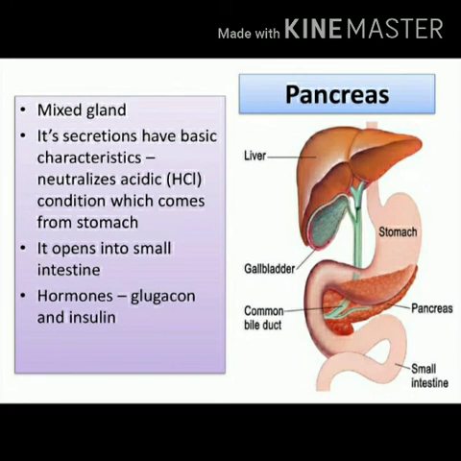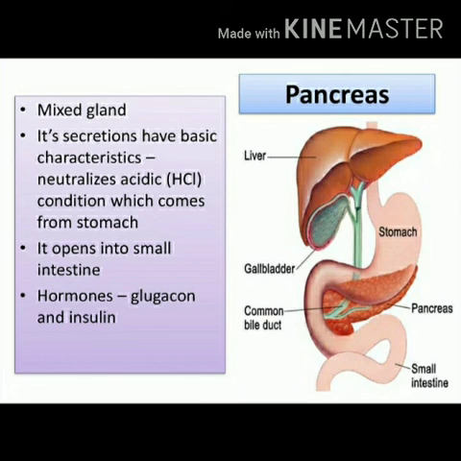Okay, so our next digestive gland is the pancreas gland. Okay, that we call a mixed gland. Okay, that is a pink colored, leaf-shaped gland. You can see in the diagram below the stomach the pancreas is present. Okay, that lies in the U-shaped loop of the duodenum part. The part which arises from the stomach, that is a small intestine part, that is U-shaped, that we call the duodenum part.